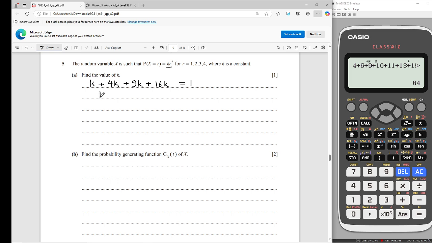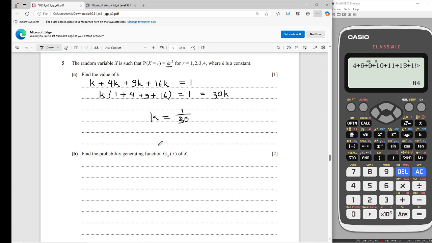We can factorize k out of this entire thing. We're going to get 1 plus 4 plus 9 plus 16, which is equal to 30. So 30k equals 1, and k equals 1 over 30. Okay, that's perfect.